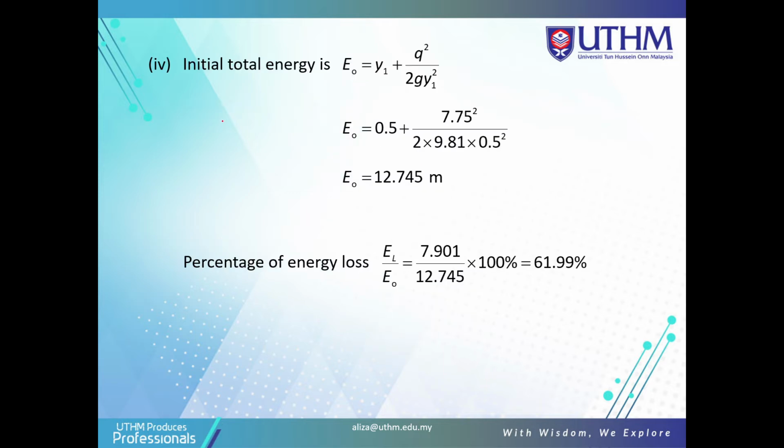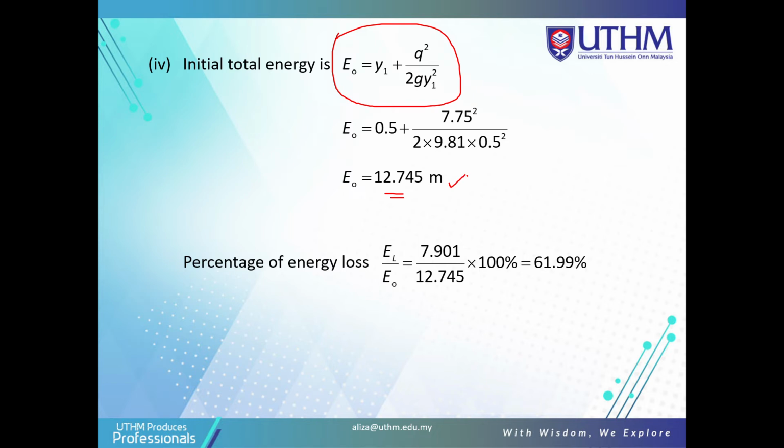Now we look at the initial total energy, E0, based on this equation. You must remember this one, they have the step by step. E0 equals y1 plus Q squared over 2g y1 squared. You just put the y1 here, the Q here and the y1 here, because you want to find the total energy before the jump. That's why you must use y1, since this is based on before the jump.